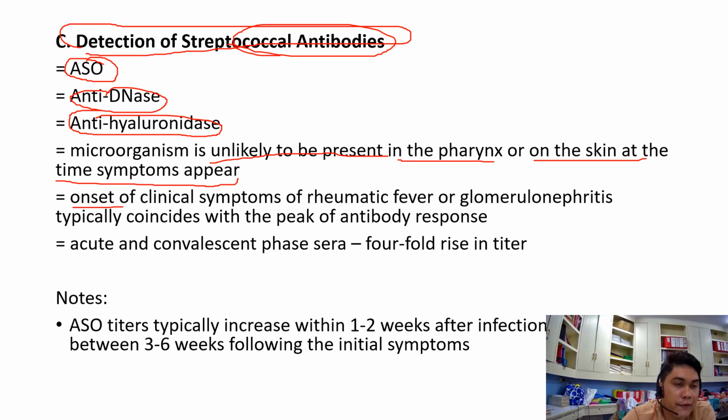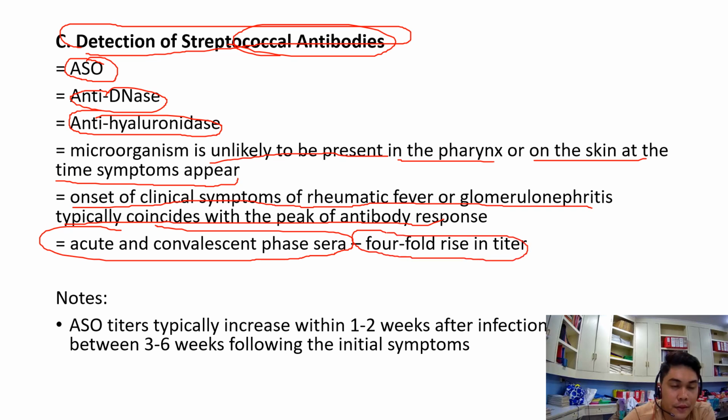The onset of clinical symptoms of rheumatic fever or glomerulonephritis typically coincides with the peak of antibody response. So if we compare acute and convalescent phase sera, you have a fourfold rise in the titer. ASO titers typically increase within 1 to 2 weeks after infection and peak between 3 to 6 weeks following the initial symptoms.